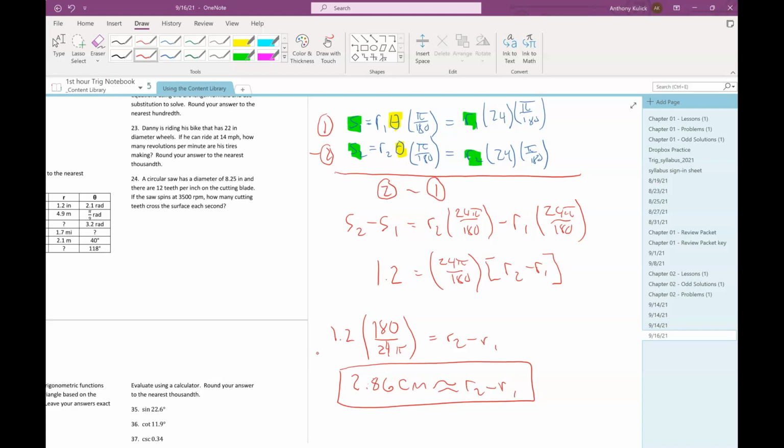I can't see your face. Oh, Victoria. 19? Sure.